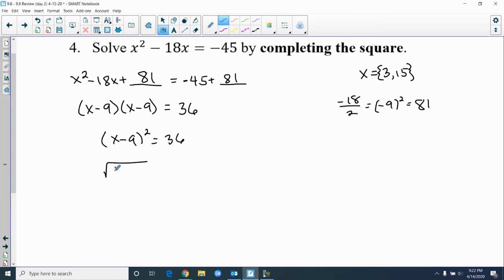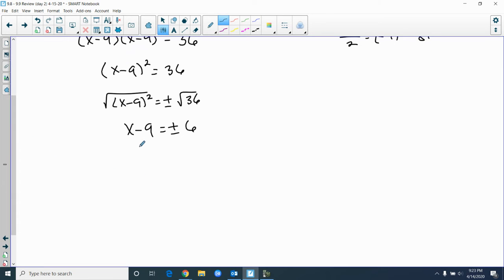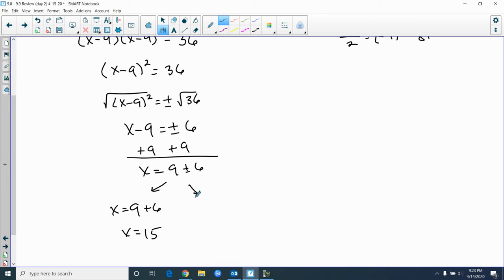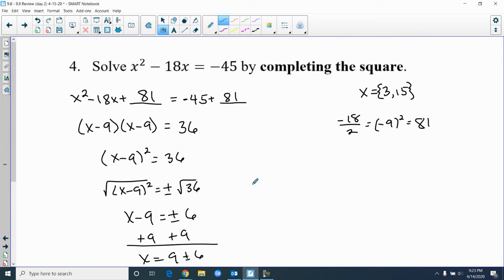Now take your square root, and you get x minus 9 equals plus or minus 6. Add 9 to both sides. So I get x equals 9 plus or minus 6. Two cases here. 9 plus 6, which is 15. 9 minus 6, which is 3. And like we said, there are your two answers, 3 and 15.